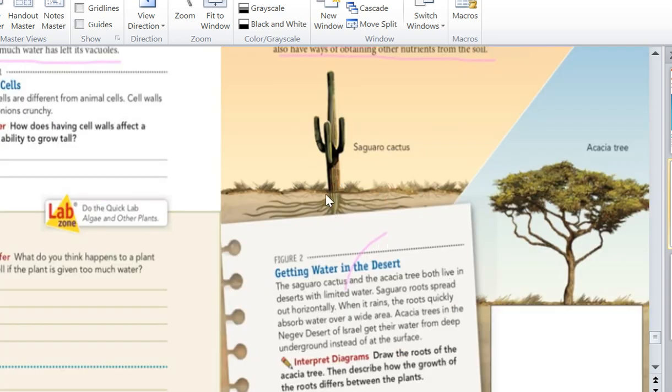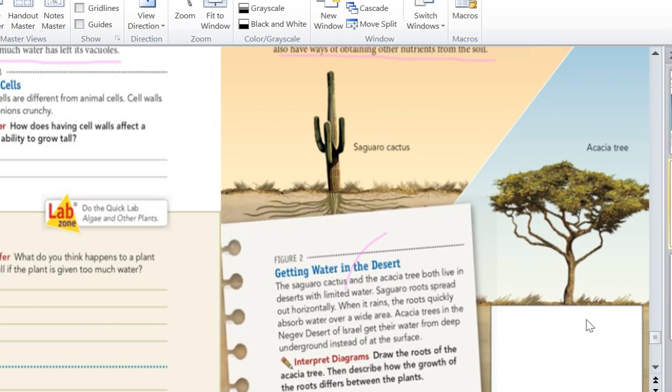Look at these two plants, the saguaro cactus and the acacia tree. The saguaro cactus surely lives in the desert with limited water. Its roots spread out horizontally. As written here in the caption of the picture, when it rains, it quickly absorbs water over a wide area.